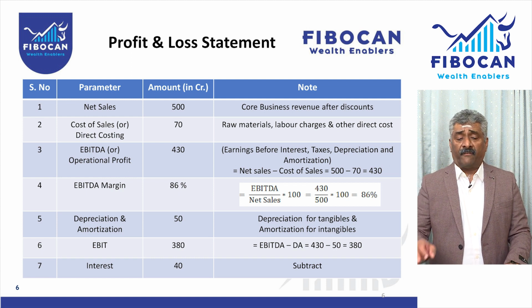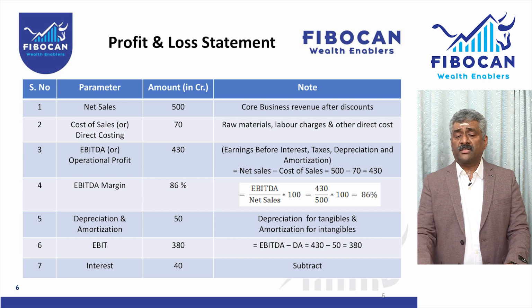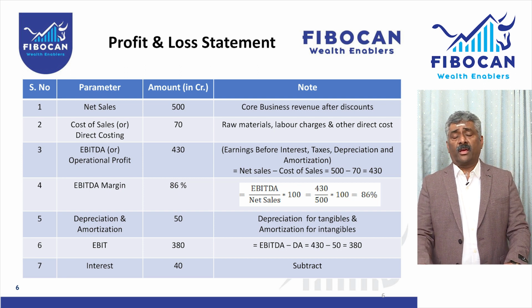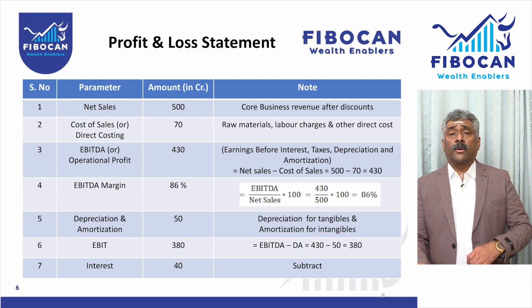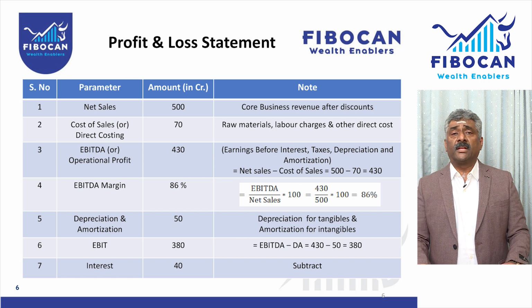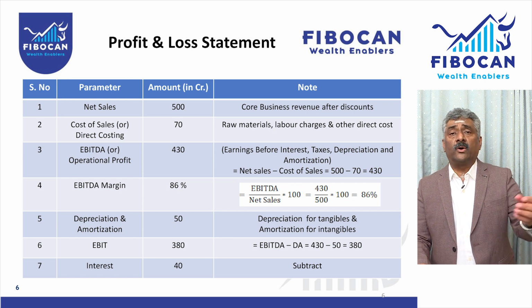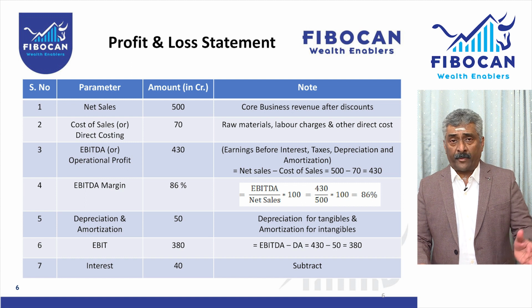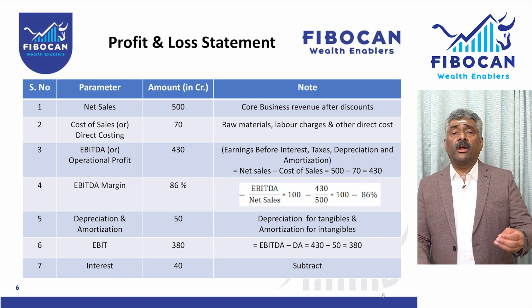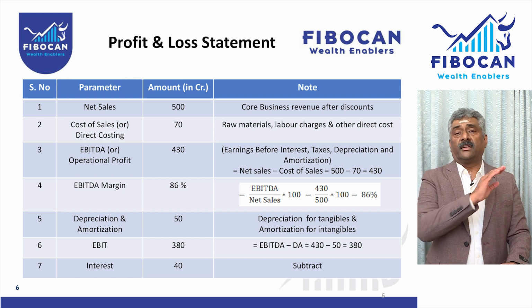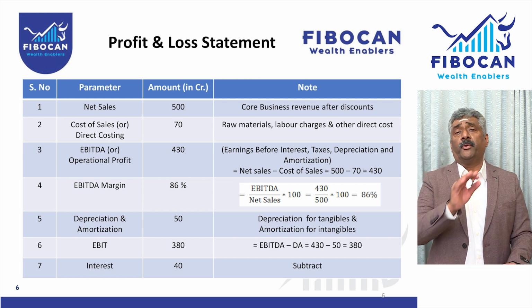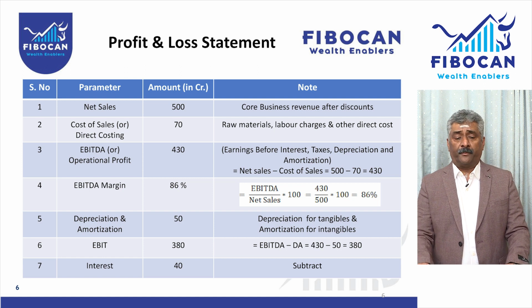Net sales 500 crores. Core business revenue after discounts. What is net sales? Why are we saying net sales? Sometimes there will be a gross sales and there will be a net sales. Suppose a company sells a product for 10 rupees and it gives discounts if somebody buys 3 products, then that means it will not get 10 rupees per product, but the discounted price. Hence the discount will be minus and whatever is the net money that the company gets, that is the net sales. This is nothing but the revenue. It is also the revenue of the company.